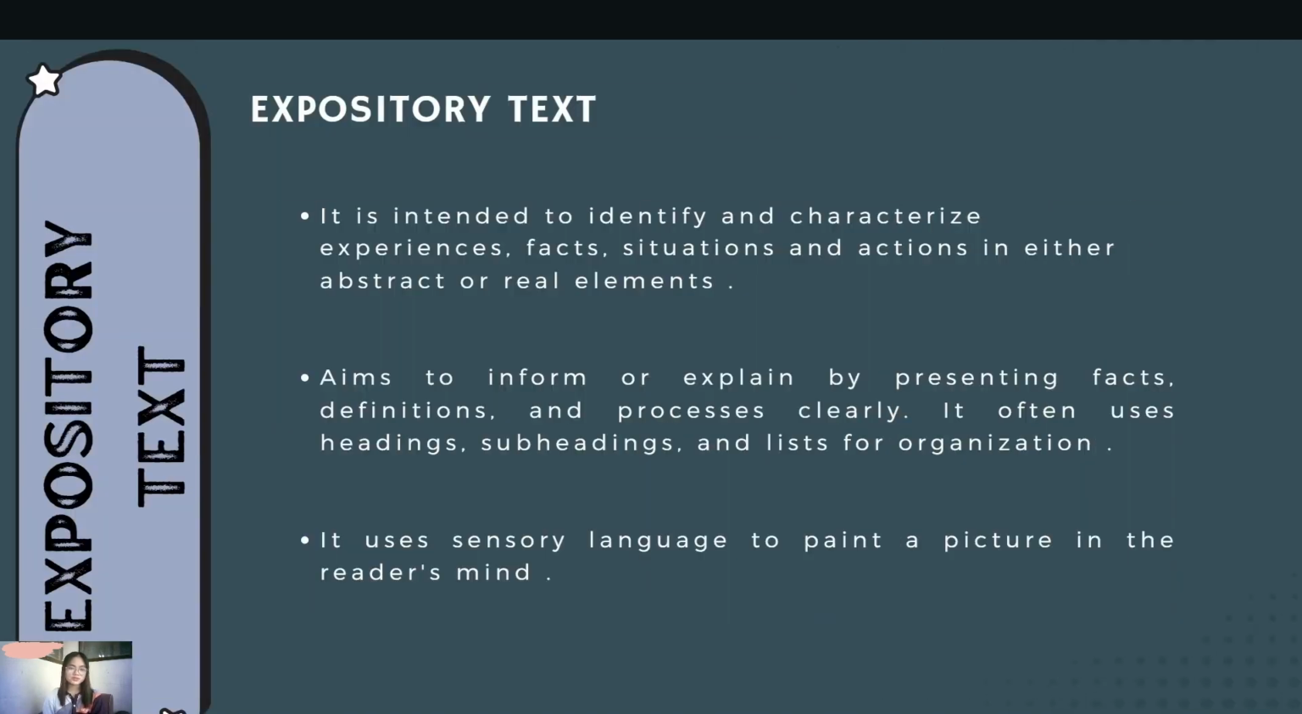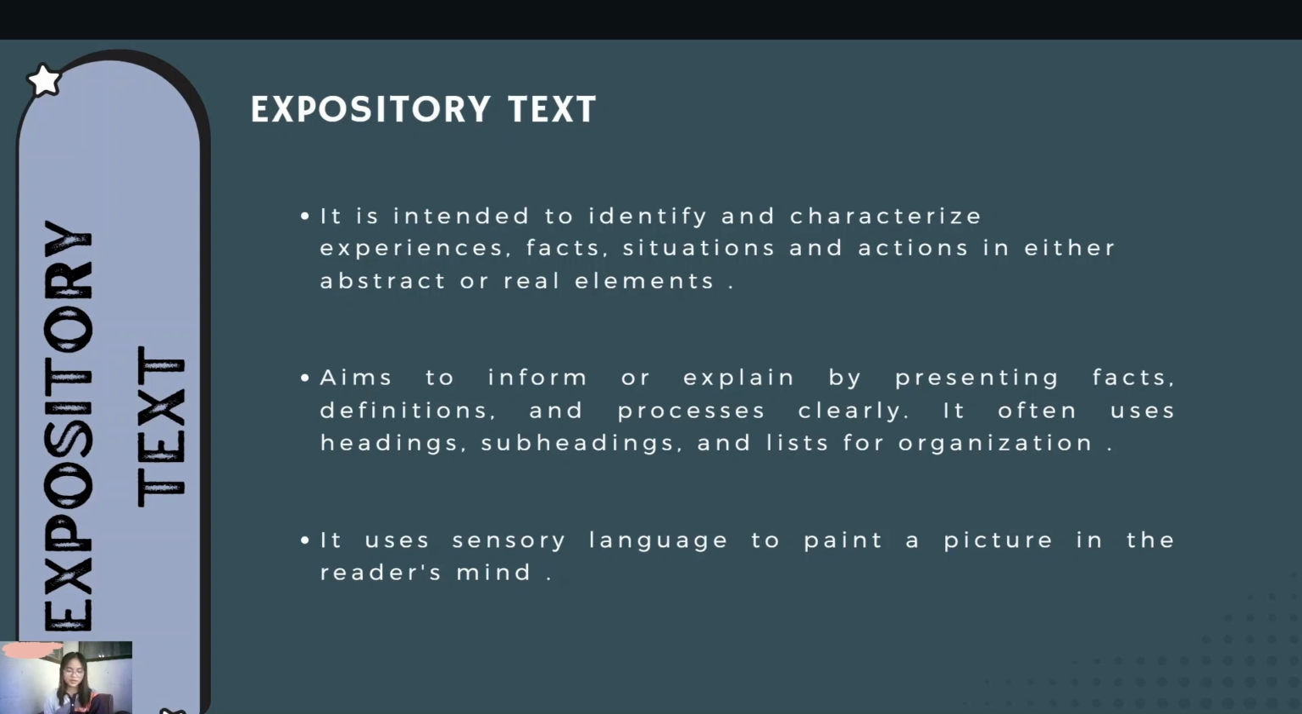The third one is the expository text. It is designed to explain, inform, or describe experiences, facts, situations, and actions in a clear and organized way. It deals with both abstract and real-world elements, aiming to clarify information for the reader. Expository writing is often structured using headings and subheadings, lists, and organized paragraphs to present step-by-step processes logically. The goal is to make complex information easy to understand and digest.